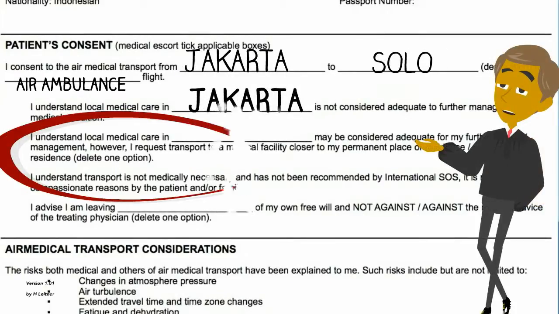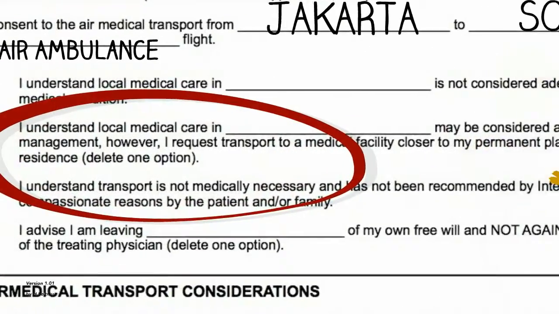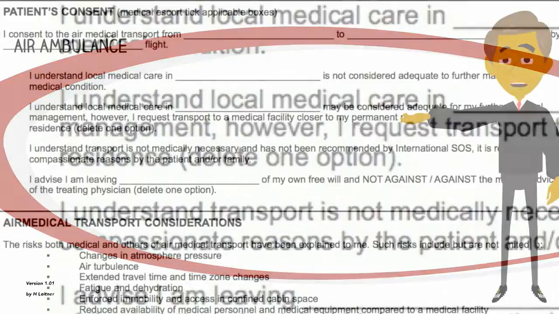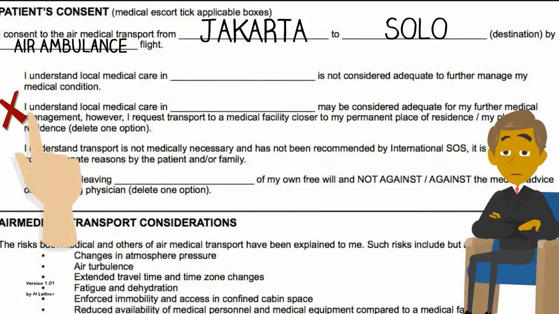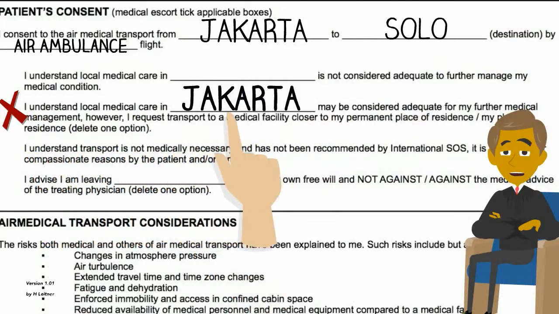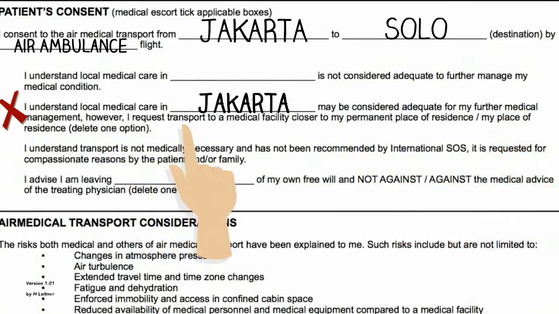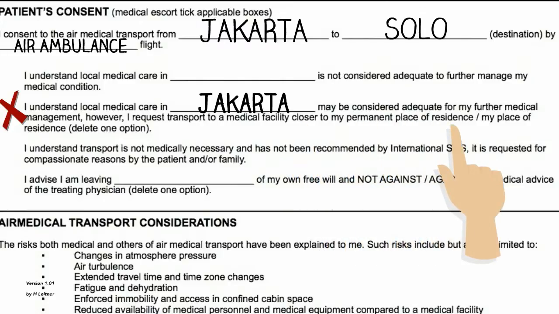There are two other options, which are used much less often. In both these cases the patient is being repatriated, or transported to a place of their choosing. Let's look at an example. The patient in this case wants to leave Jakarta and go back home to Solo. I understand that the medical care in Jakarta may be considered adequate for my care. However, I request transport to my place of residence. In other words, the patient wants further care close to home. In this case the home is in Solo.